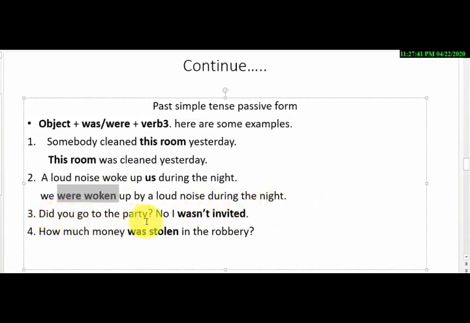If you go to the party and you weren't invited, you must say: No, I wasn't invited. So this is the passive form. How much money was stolen in the robbery? Was stolen, this is passive.